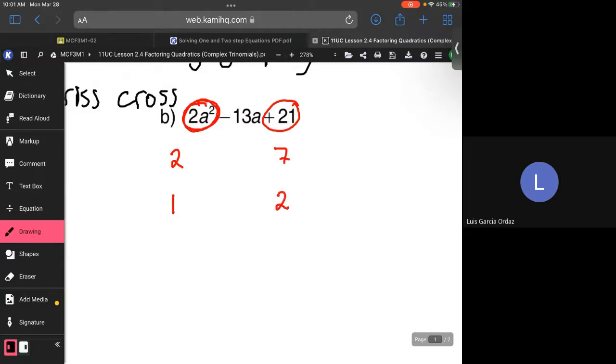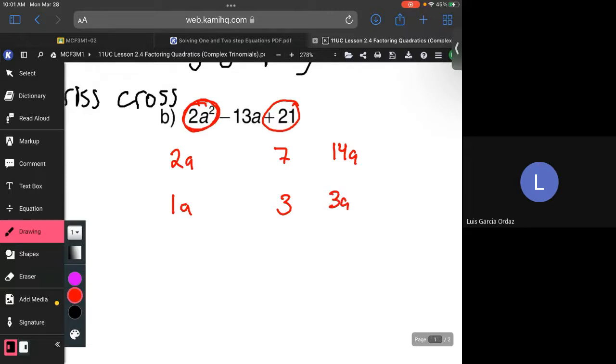Let's try 7 and 3. There we go. Each of these is going to have an a. What's 2a times 7? 14a. What's a times 3? 3a. Do these add up to give me negative 13a? No, they give me 17a. So these two don't work.